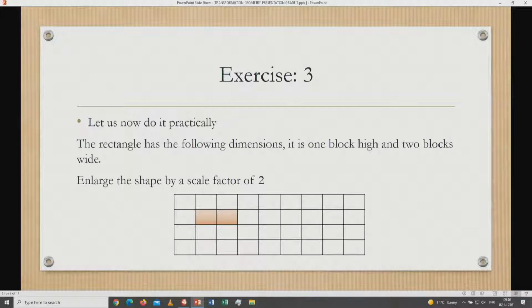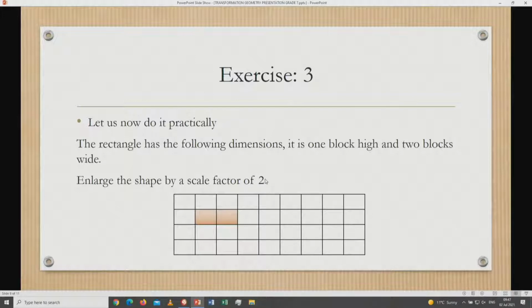Remember, guys, again, if the scale factor is 2, what will happen to the original shape? Will it be a reduction? Will it be an enlargement? Yes, correct. It will be an enlargement. Why? Because the scale factor is bigger than 1.